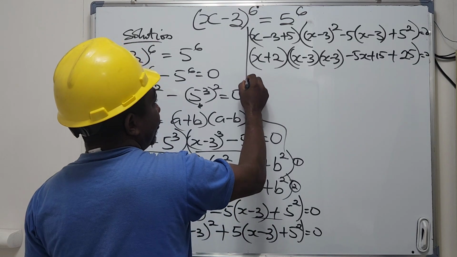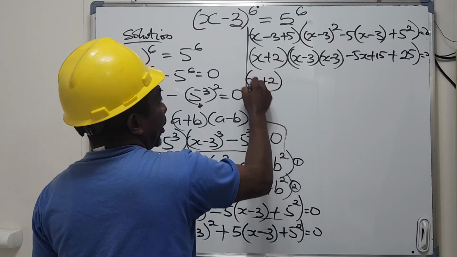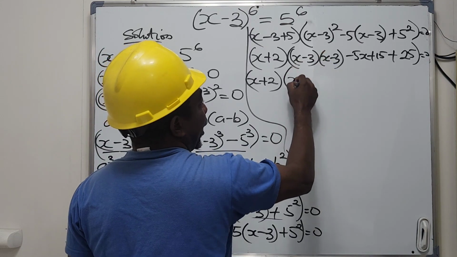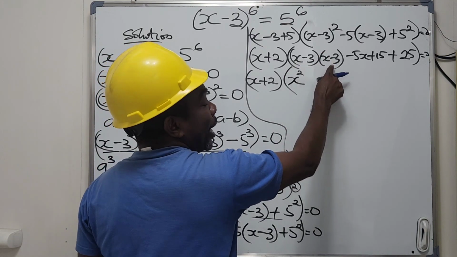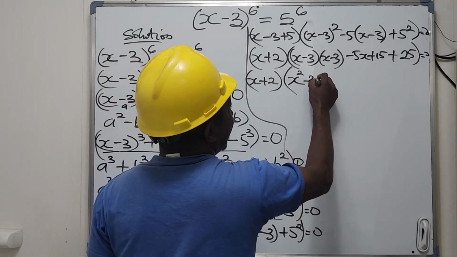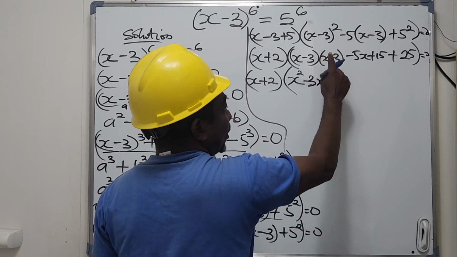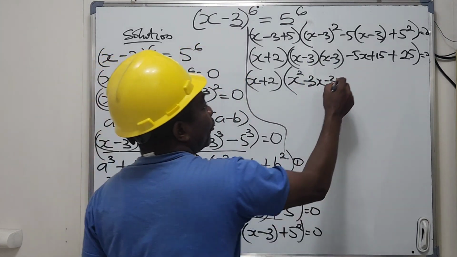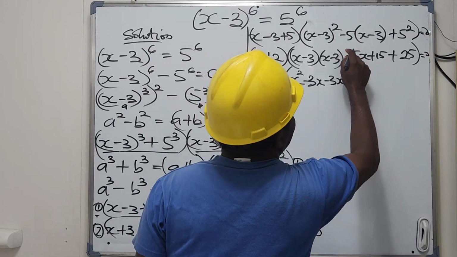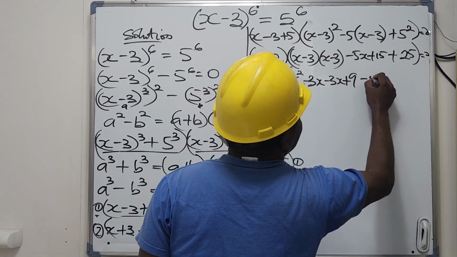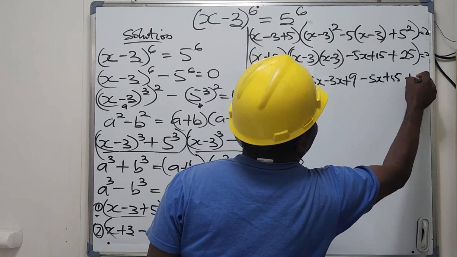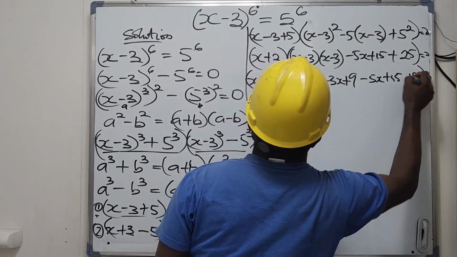So in this case, we have x plus 2, that's for the first parenthesis, into x times x, we have x to the power of 2. x times minus 3, we have minus 3x. Minus 3 times x, we have minus 3x. Minus 3 times minus 3, we have plus 9. Then we bring down minus 5x, we bring down plus 15, then we have plus 25, all equals to 0.